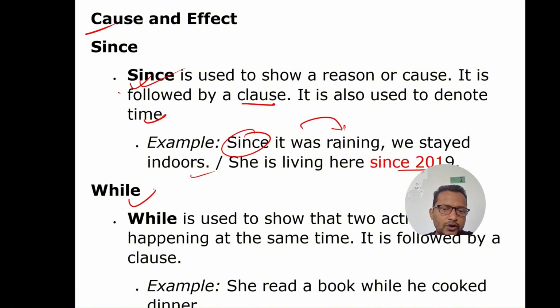While, if you are comparing two actions happening at the same time, you use while. It is used to show two actions that are happening at the same time, right?